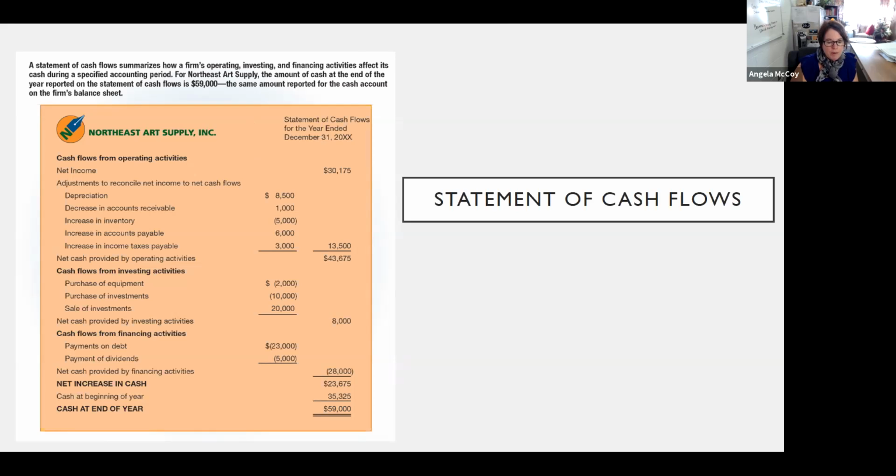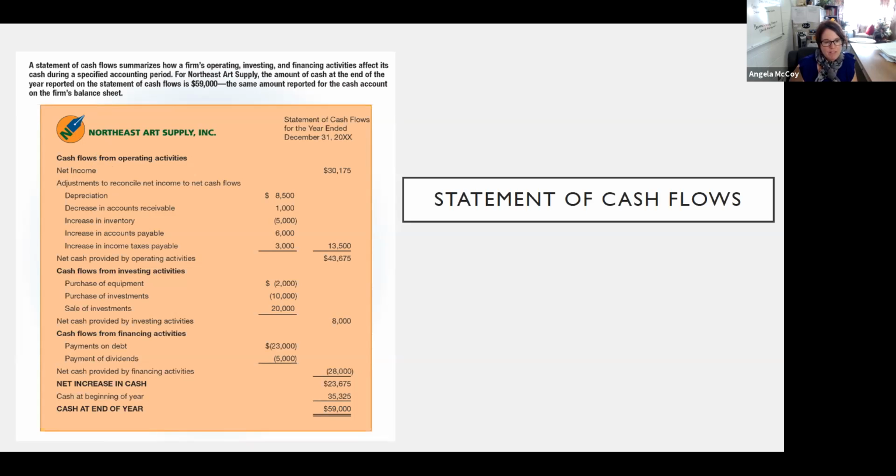Cash flows from operating activities. This is the first section right here, and it's going to address the firm's primary revenue sources, so providing goods and services. Typical adjustments include adding the amount of depreciation to a firm's net income. Other adjustments for increase or decrease in the amounts for accounts receivable, inventory, accounts payable, and income taxes payable are also required to reflect a true picture of the cash flows from the operating activities.